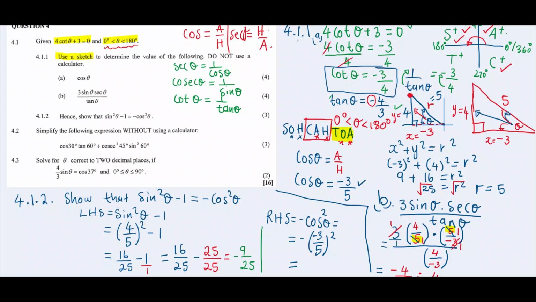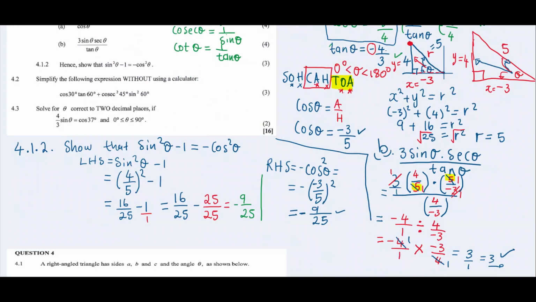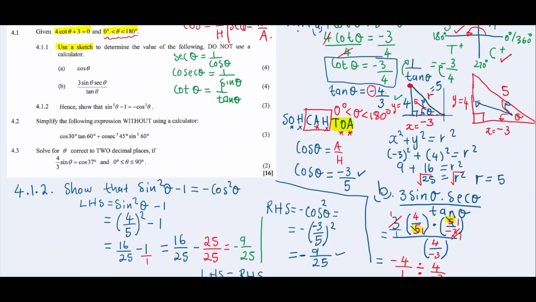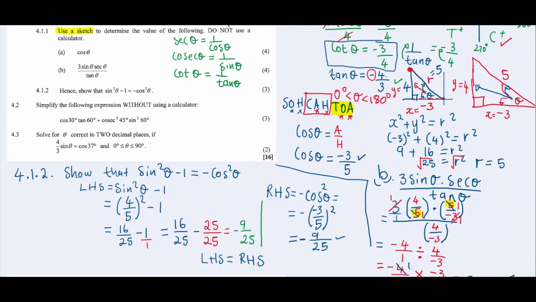And it's being squared. The fact that it's being squared here, if we pay attention, we will notice that the part at the top is going to give us a positive 9, over the part at the bottom, which is going to be 25. So the answer here is negative 9 over 25. So it means that we've proved that the left hand side is equal to the right hand side.